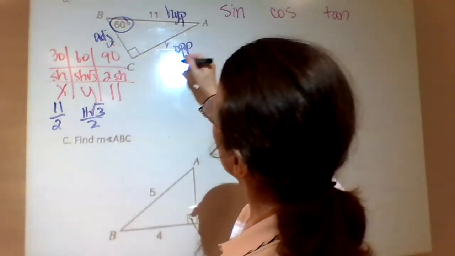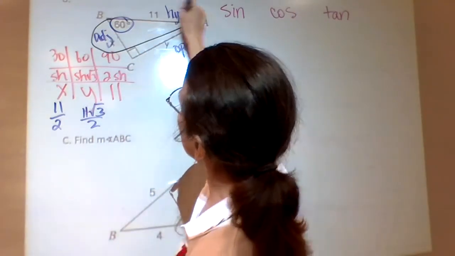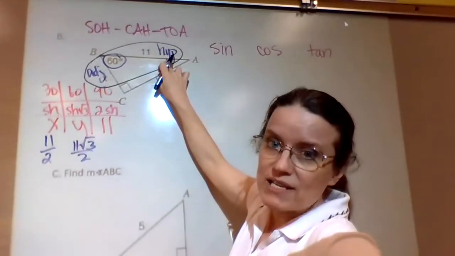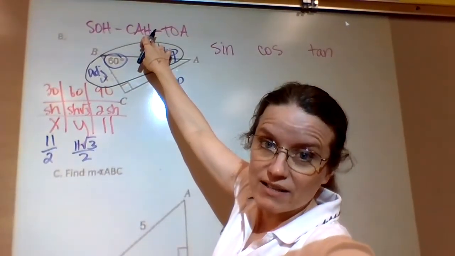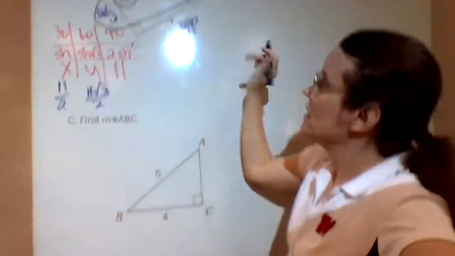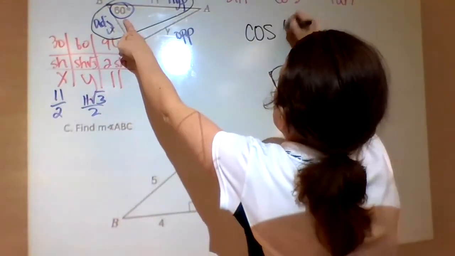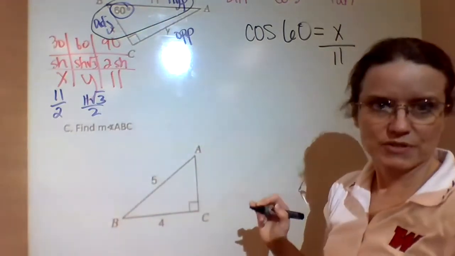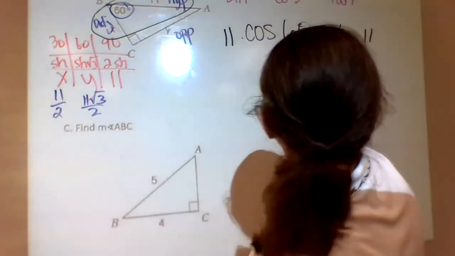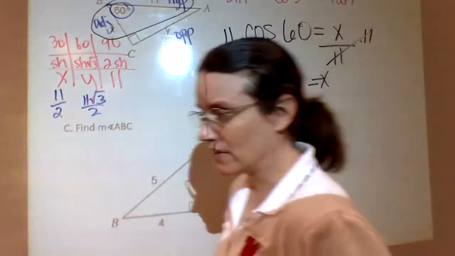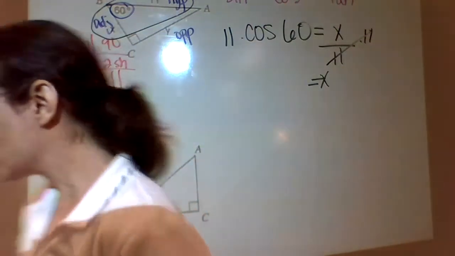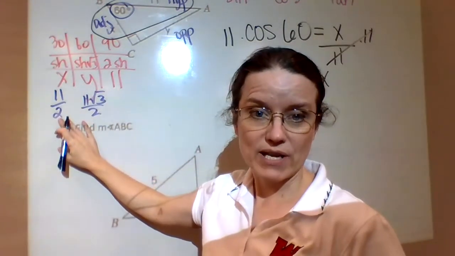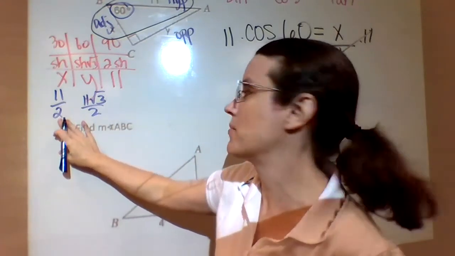So I'm going to say, okay, if I want to find x, I'm going to pair it with the number I know, which tells me I'm using adjacent and hypotenuse. And with adjacent and hypotenuse, that's cosine that I'm going to be using. That's what the C tells me. So I'm going to do the cosine of this 60-degree angle using my adjacent over my hypotenuse. Multiply both sides by 11, and x will equal whatever 11 times cosine of 60 is, which turns out to be 5.5, which is exactly what we had found over here as a decimal. 11 divided by 2 is 5.5.